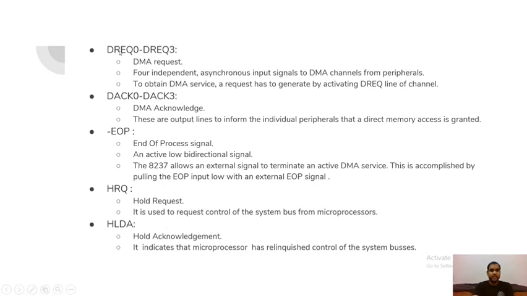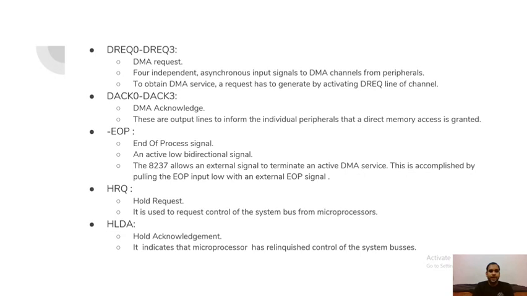The first one is DREQ0 to DREQ3. These are DMA request signals. These are four independent asynchronous input signals to the DMA channel from peripherals. To obtain DMA service, a request has to be generated by activating the DREQ line of the channel. Then DACK0 to DACK3. These are DMA acknowledge signals. These are output lines to inform the individual peripheral that its direct memory access is granted by the DMA controller.